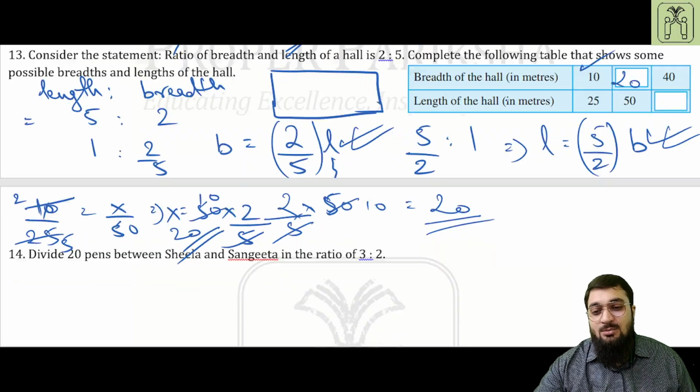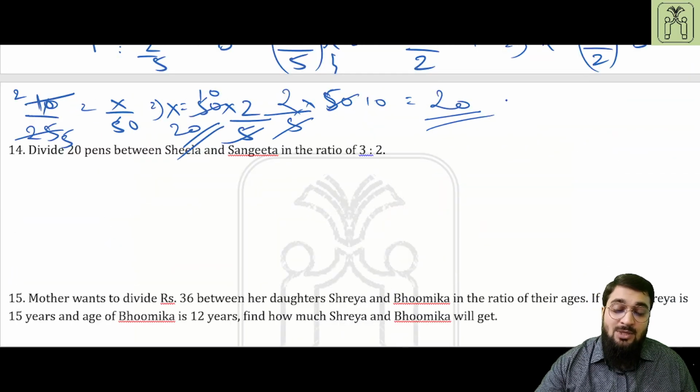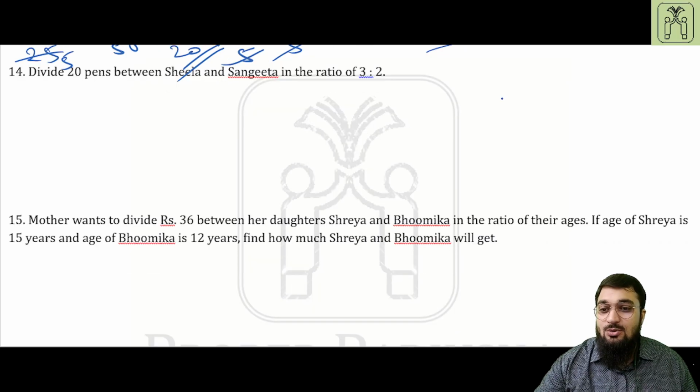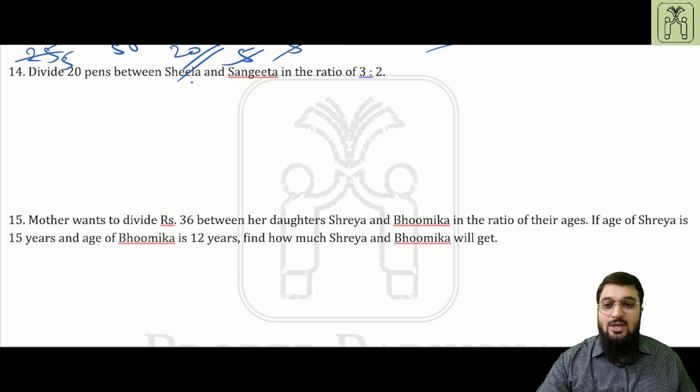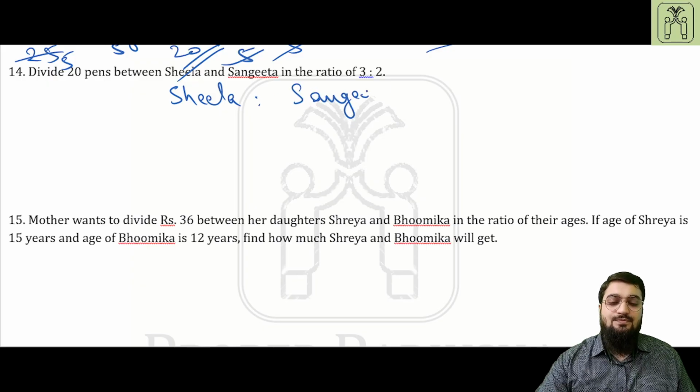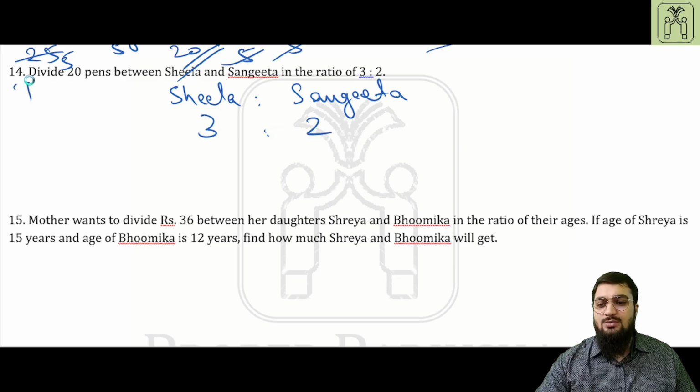So coming to question number 14, and after that I will make the remaining videos tomorrow. Divide 20 pence between Sheila and Sangeeta in the ratio of 3 is to 2. So what did I tell you, that when it is mentioned like this, Sheila is to Sangeeta is 3 is to 2. Total is 20.